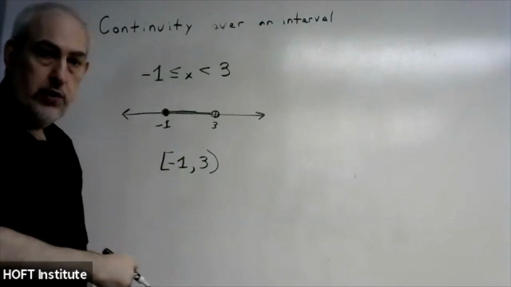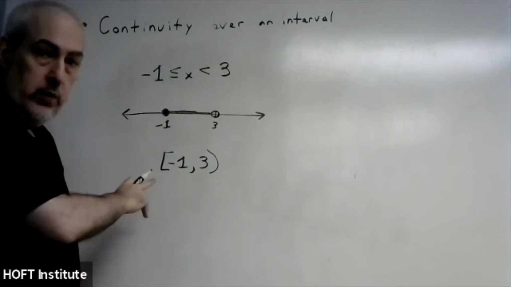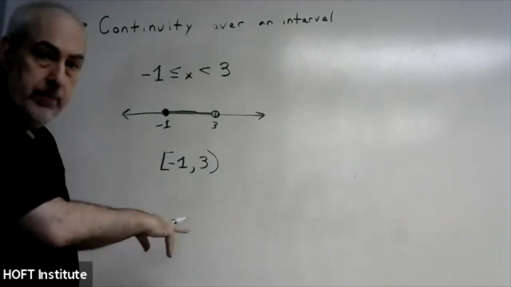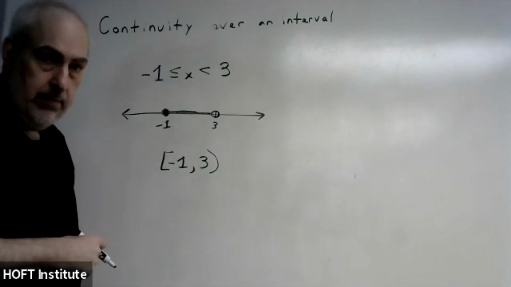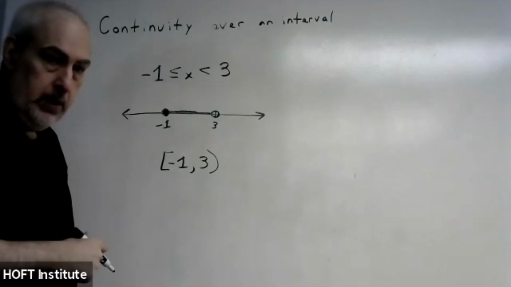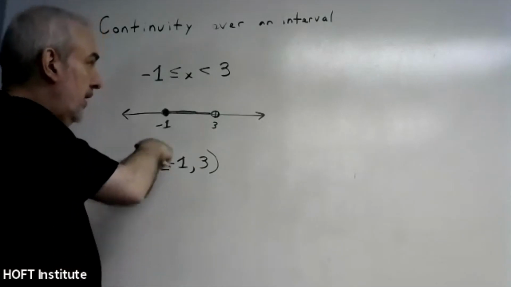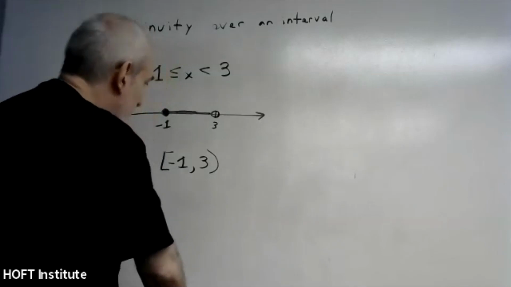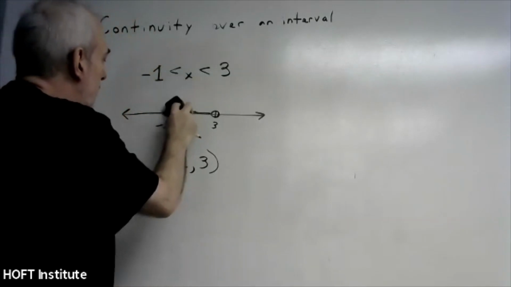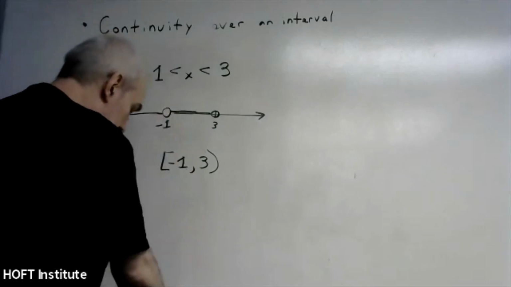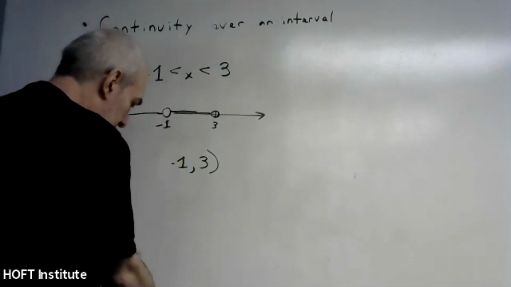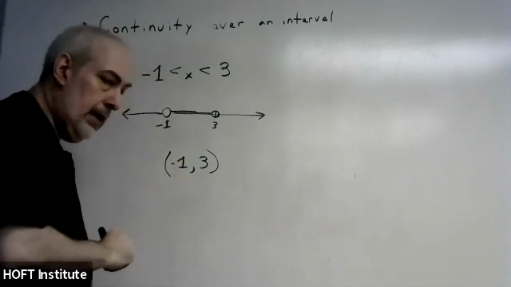So in interval notation, you use a square bracket when you want to include that endpoint, and you use a parentheses when you don't want to include that endpoint. Okay? So this is the same as this. If we didn't want to include the -1, if we wanted to make that also an open circle, then both sides here would be a parentheses. So you need to be a little bit careful.